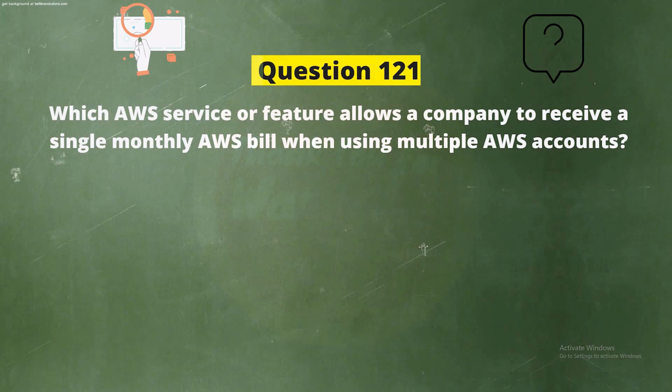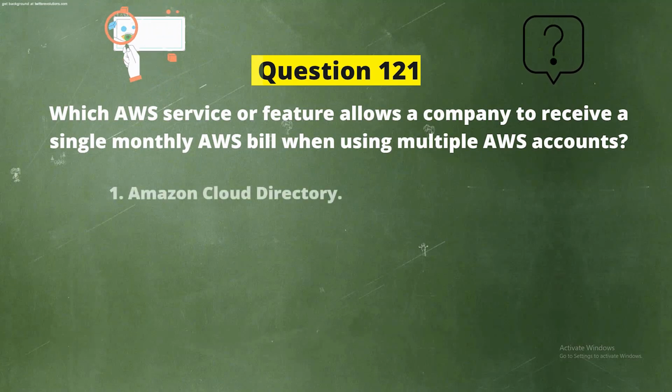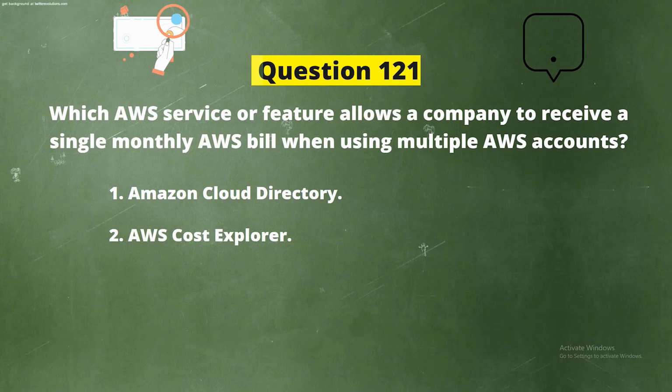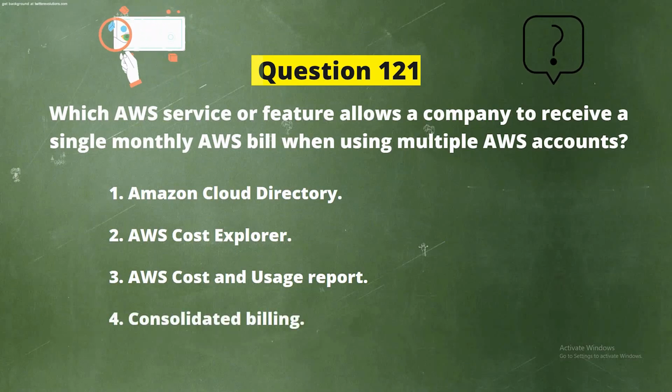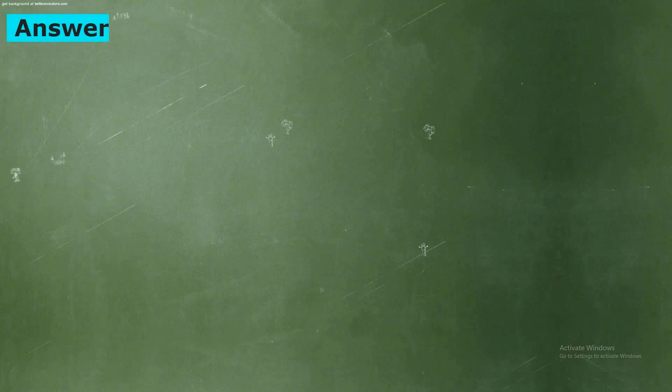Question 121. Which AWS service or feature allows a company to receive a single monthly AWS bill when using multiple AWS accounts? And the options are: Option 1. Amazon Cloud Directory. Option 2. AWS Cost Explorer. Option 3. AWS Cost and Usage Report. Option 4. Consolidated Billing. And the correct answer is Option 4.